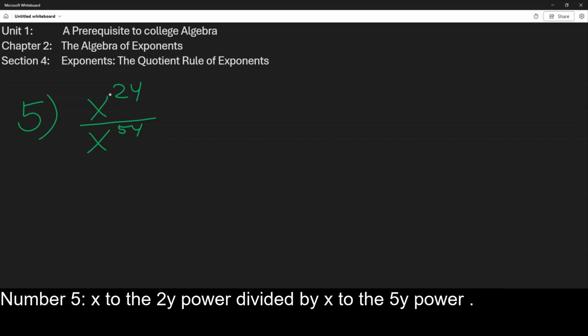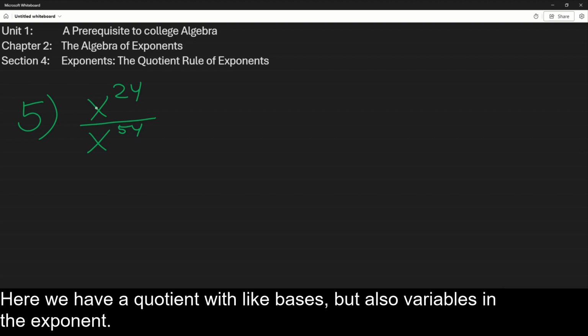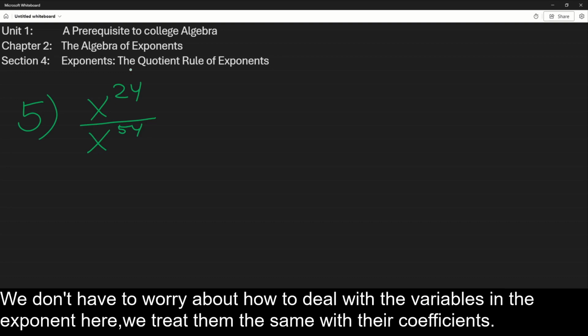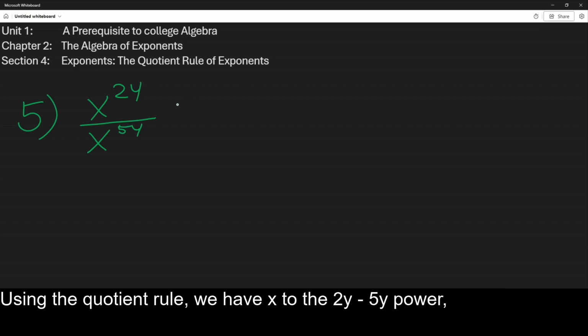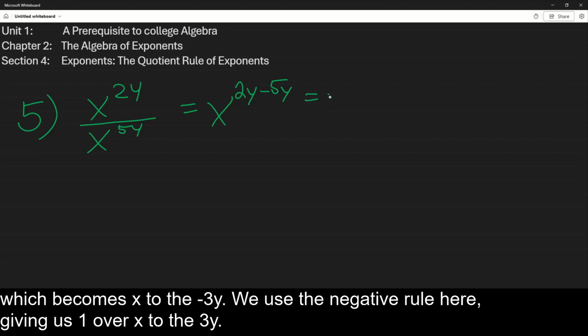Number 5, x to the 2y power divided by x to the 5y power. Here we have a quotient with like bases, but also variables in the exponent. We don't have to worry about how to deal with the variables in the exponent here. We treat them the same as with their coefficients. Using the quotient rule, we have x to the 2y minus 5y power, which becomes x to the negative 3y. We use the negative rule here, giving us 1 over x to the 3y.